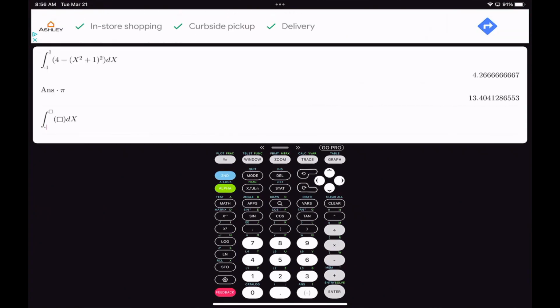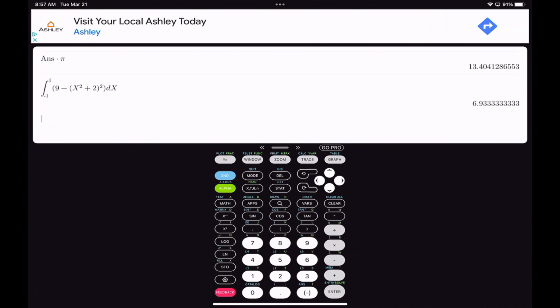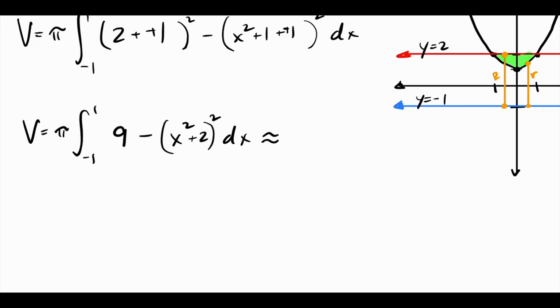So we go from negative 1 to positive 1, 9 minus x squared plus 2 squared, times pi. 21.782. Sorry, 782. 21.782.